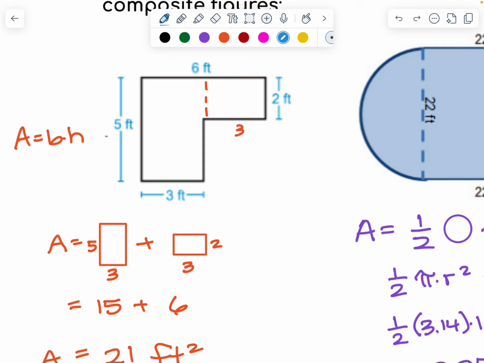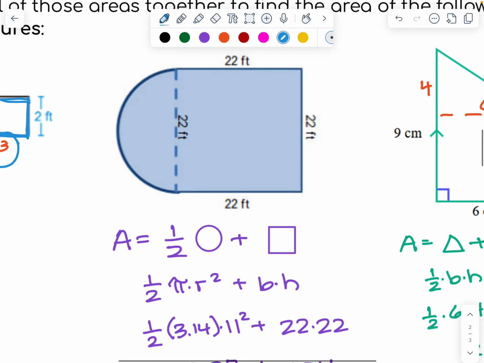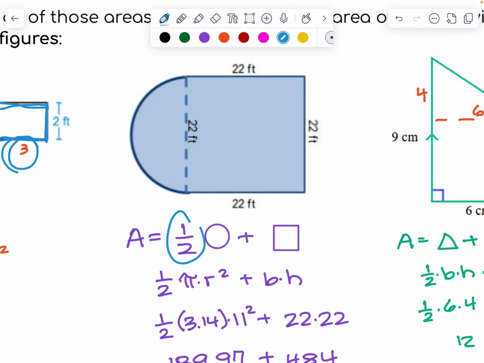Some people did a 2 by 6. That is not 2 by 6. We're only going 2 by, look at this. Look, it's not as long anymore. It's a 2 by 3. So check your dimensions when you start cutting shapes. All right, the most missed problem or part of this was right here.